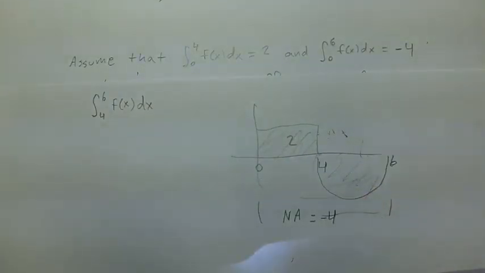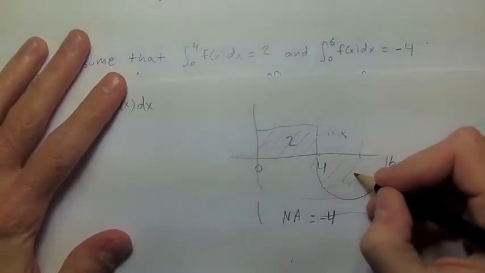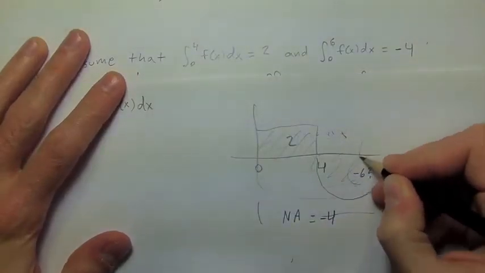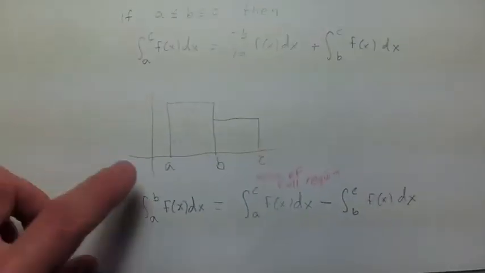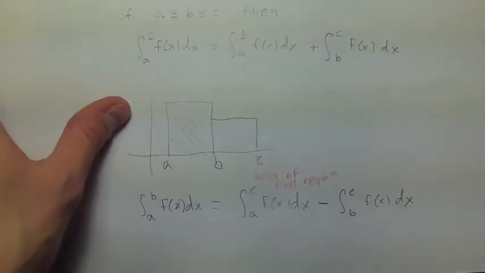Well, you can just kind of look at it and see that it should probably be negative 6, possibly, because the integral from 0 to 6 needs to be negative 4, and we already have 2 up here, so we got to get negative 4, and negative 6 is probably it. What rule we're basically using here is this one.